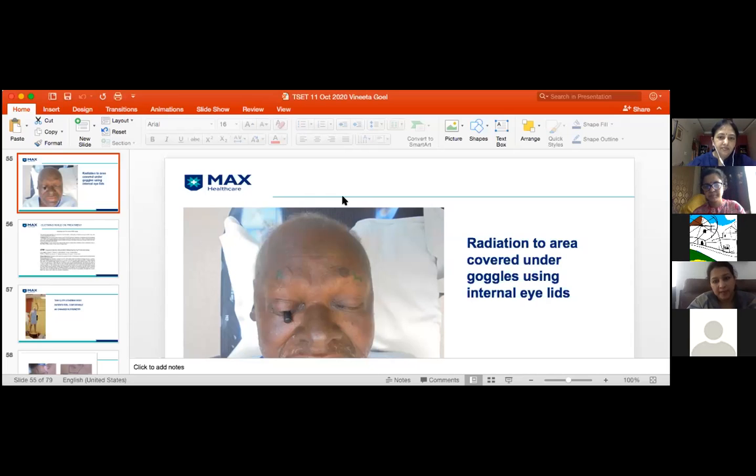Ma'am, one last question from my side. Do we use scalp shielding? Is scalp shielding used if the scalp is not involved? Is it preferable to use scalp shielding?